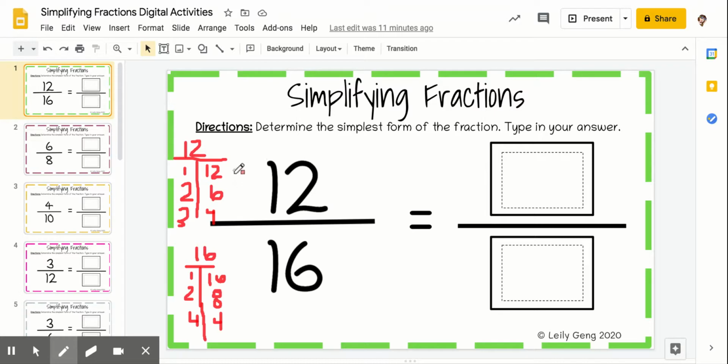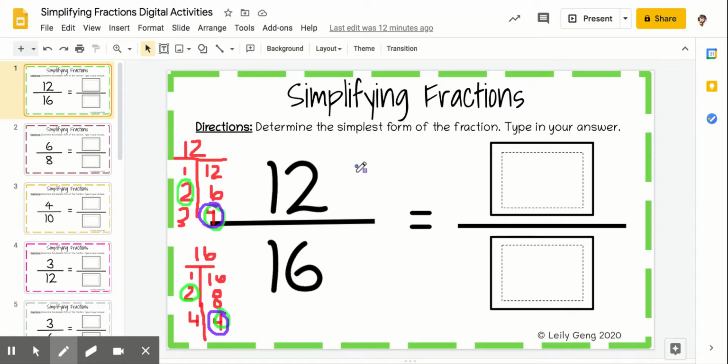You need to find your greatest common factor looking at those numbers. So looking at those numbers, I can see that they've got 2 in common. And they've also got 4 in common. So our greatest common factor is going to be 4, because it's the greatest of those 2 numbers that they have in common. So since 4 is their greatest common factor, 4 is what I'm going to divide both 12 and 16 by to get my new numerator and denominator.